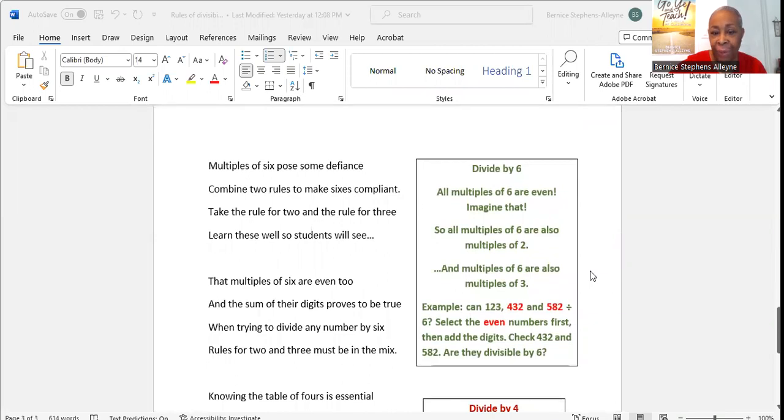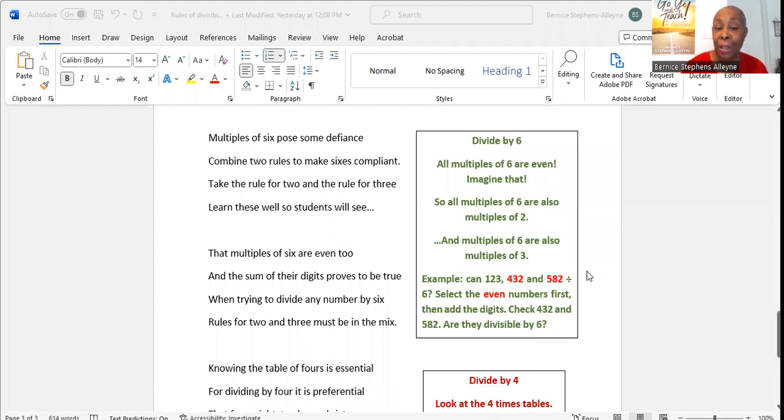We go to a big one, dividing by 6. Multiples of 6 pose some defiance, a bit stubborn. Combine 2 rules to make 6s compliant. Got to do 2 rules. Take the rule for 2 and the rule for 3. Learn these well, so students will see that multiples of 6 are even too, and the sum of their digits prove to be true. When trying to divide any number by 6, rules for 2 and 3 must be in the mix.